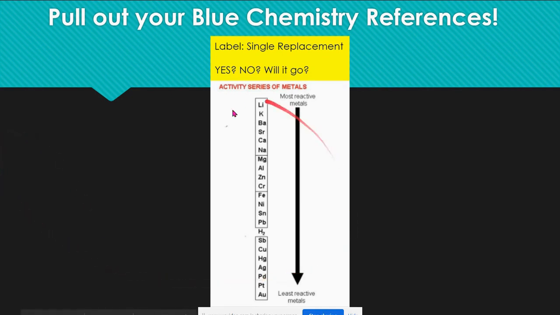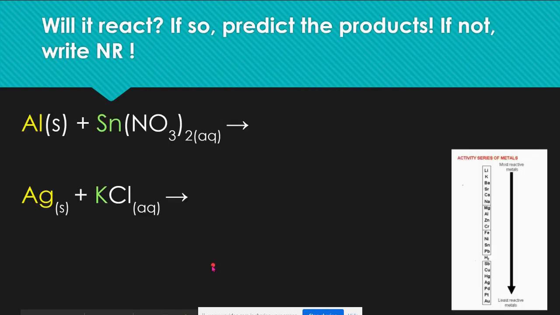And so take a look at this activity series here. What do you notice? This reactivity series is showing a ranking of the reactivity of elements. And as you go from top to bottom, it goes from most reactive to least reactive. And this particular activity series is covering metals. All right, let's do some examples.